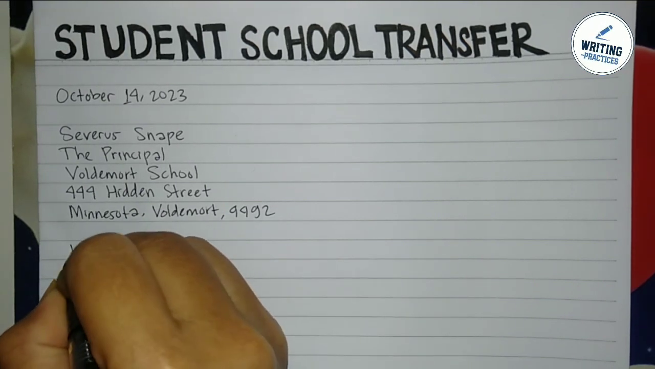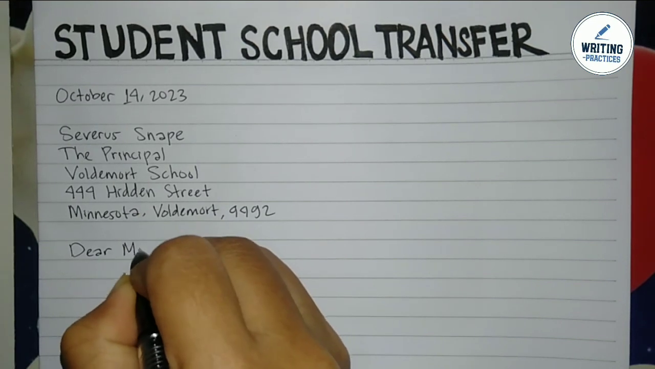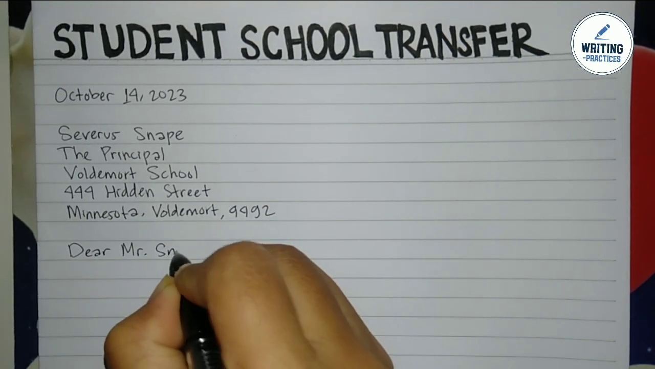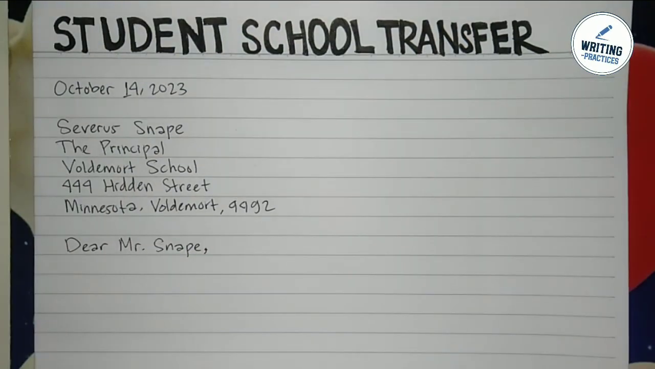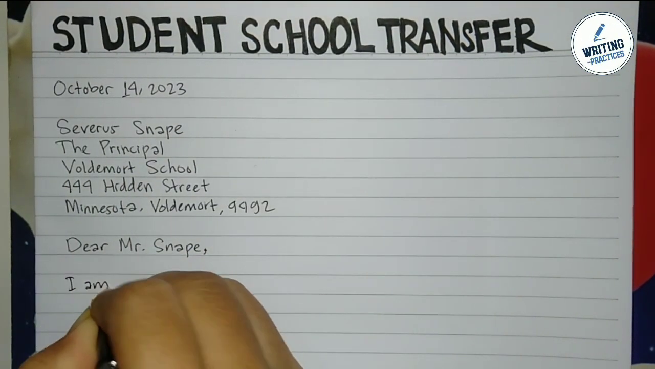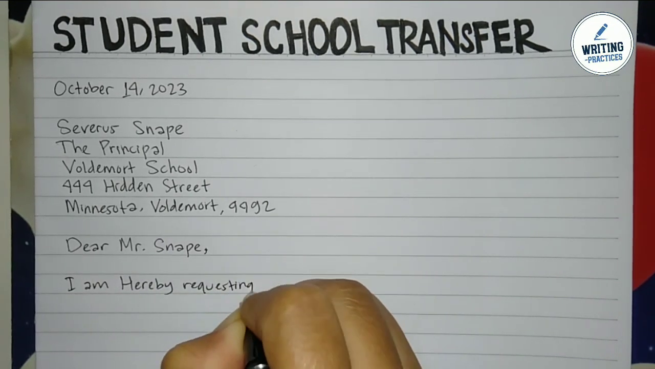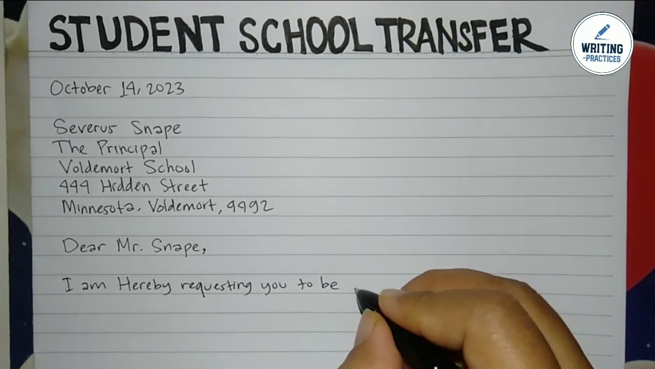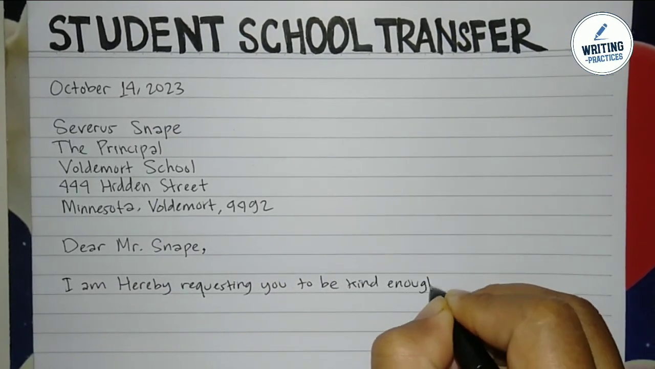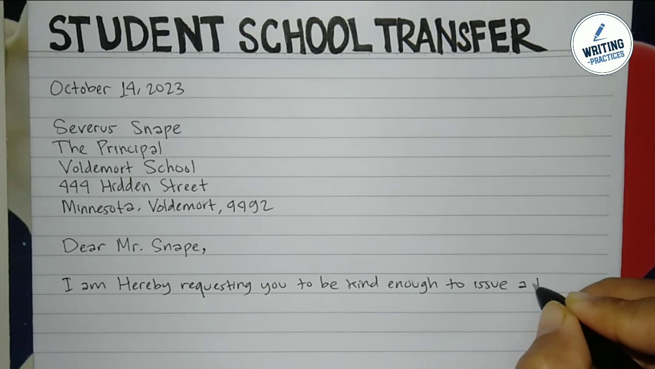And now, you can open the letter with a salutation. Here, you can simply write Dear Mr. or Ms. or Mrs., followed by the last name of the recipient. In the first paragraph, tell the reason why you are writing this letter. In this case, you can simply write that you request the recipient to issue a transfer certificate for your son.